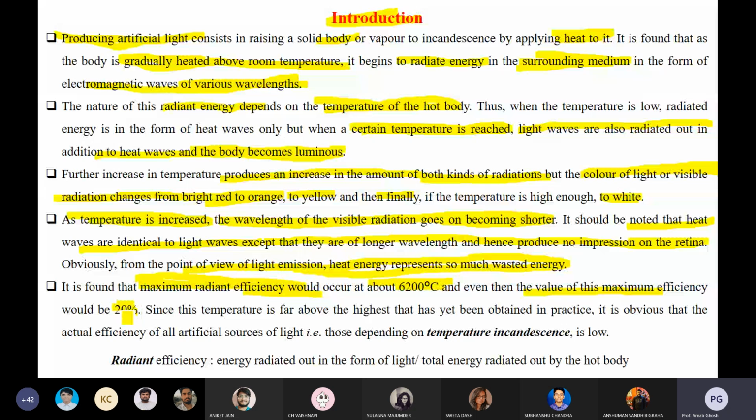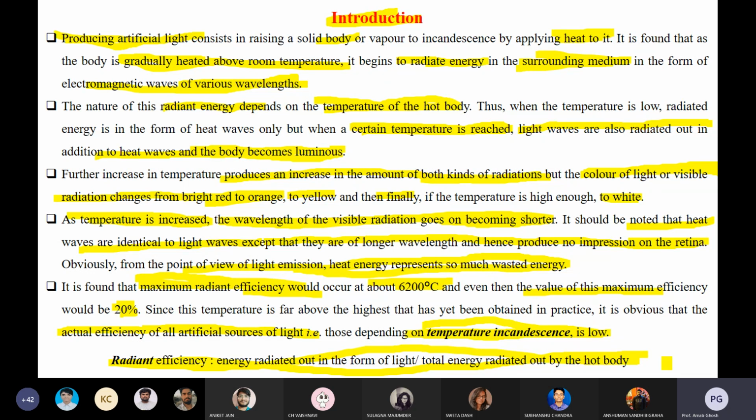Since the temperature is so high, in practice it is obvious that the actual efficiency of the artificial source of light depends upon the temperature of incandescence, so it's low. If it totally depends on the temperature, definitely the efficiency will be very less, and it is also changing with time. So the radiant energy, the energy radiated out as light, is part of the total energy radiated by the hot body. From the hot body it will be radiated. So light is one feature.